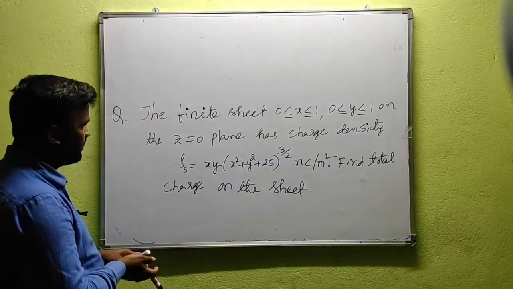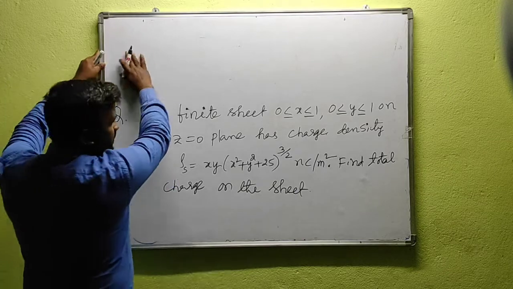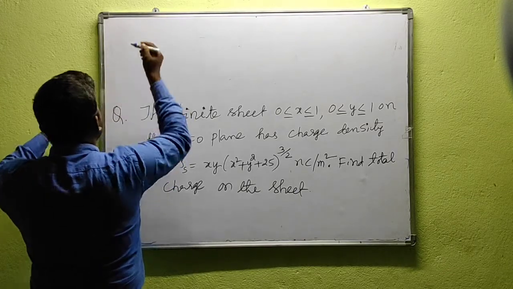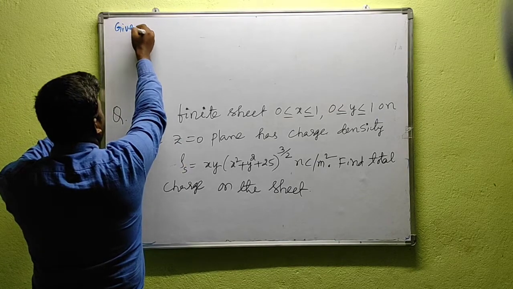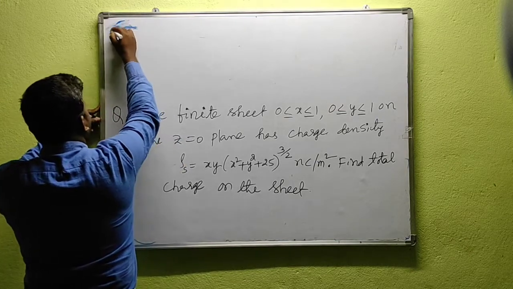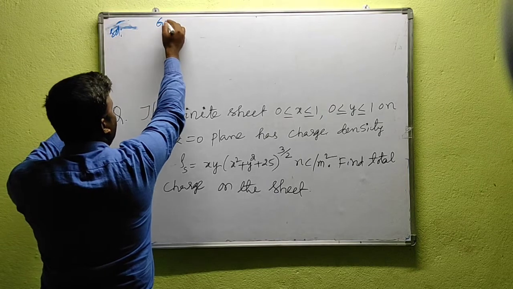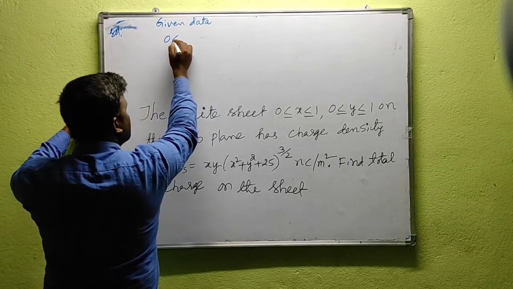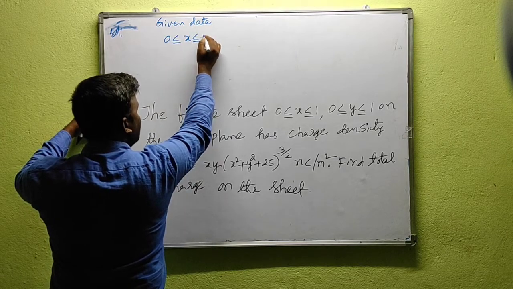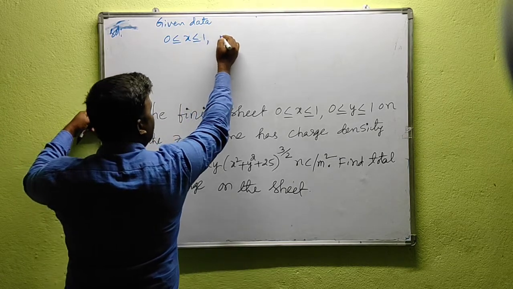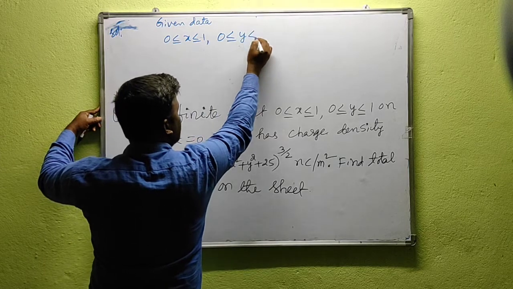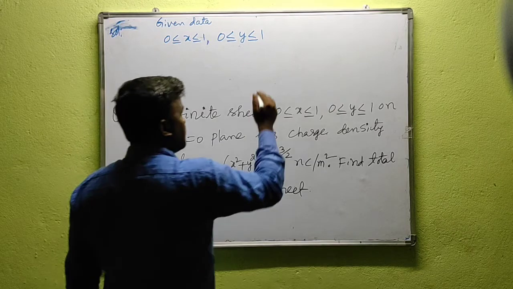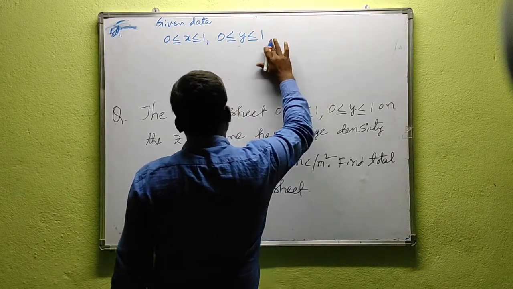First, let us write the given data. Z equal to 0 plane. Let us write the given data. So 0 is less than or equal to x is less than or equal to 1, and 0 is less than or equal to y is less than or equal to 1, and another one is what? Rho s is also given.